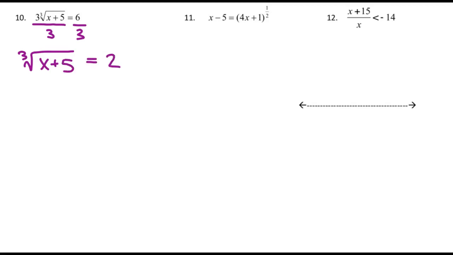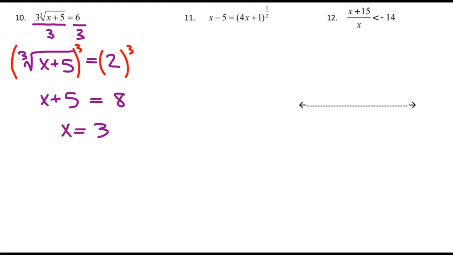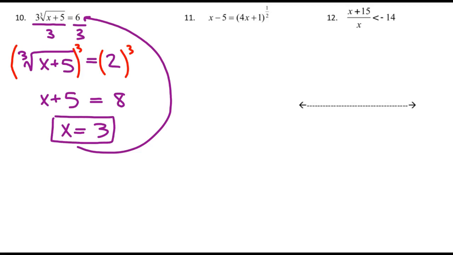So how do I get rid of a cube root? Cube it. Cube both sides. So if I cube both sides, that will get rid of a cube root. So cube both sides there. I'm going to be left with x plus 5 on the left is equal to 8. And then I subtract 5 and I get x equals 3. And then I just need to make sure to check if anything's extraneous. And so it's not going to be equal to a negative, and it's a cube root, which could be anyway. So we are good on x equals 3 there.